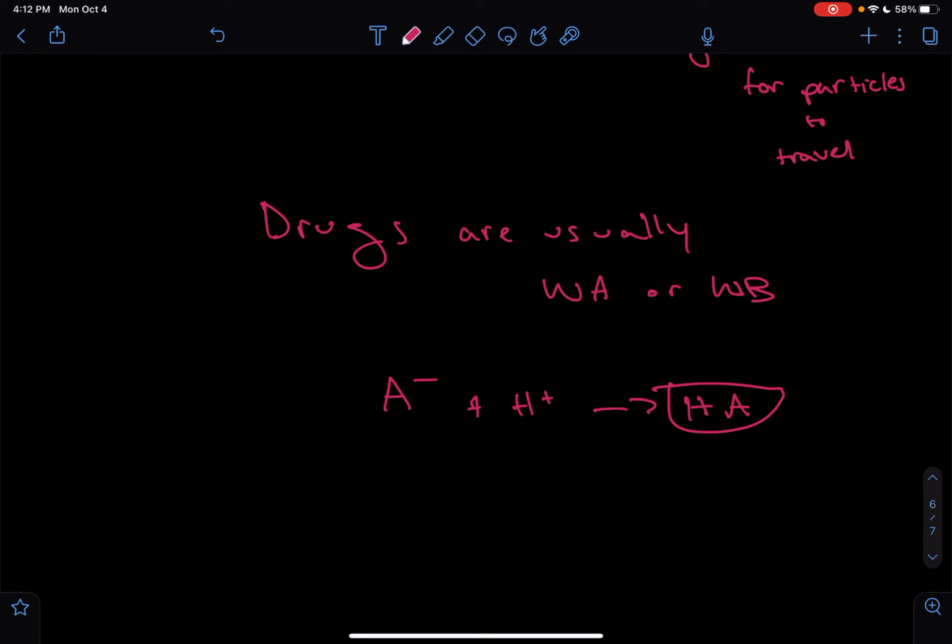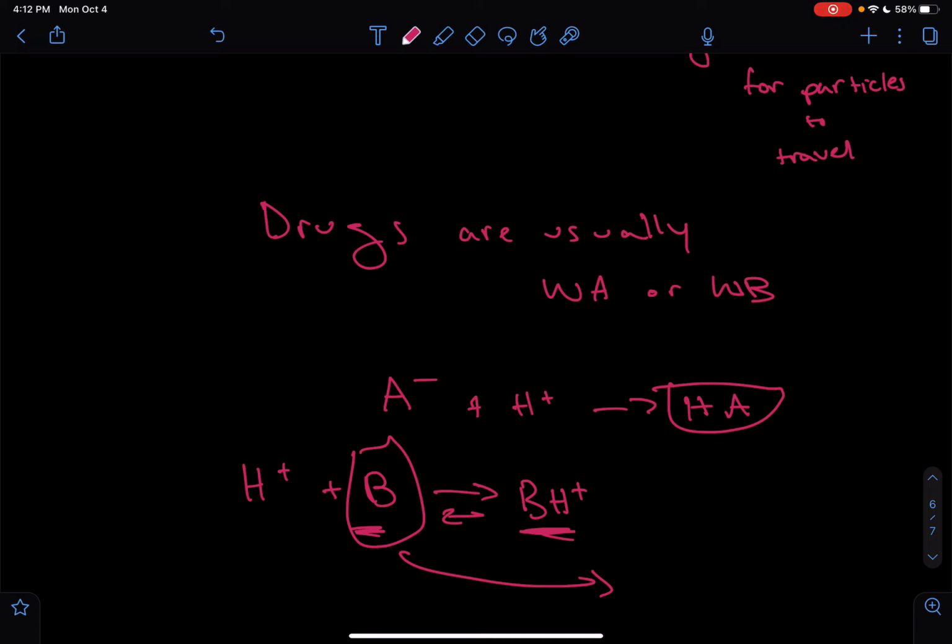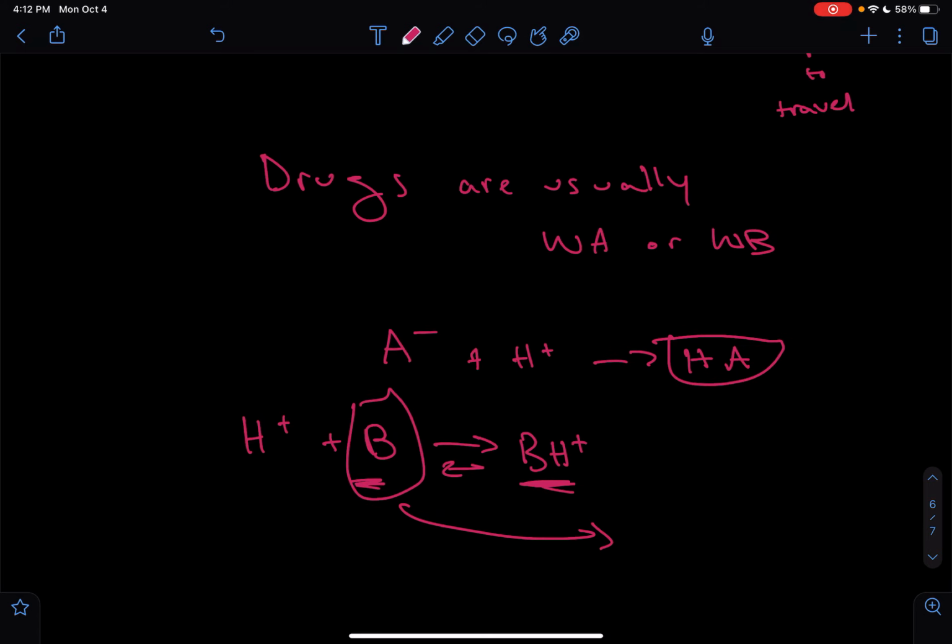Same thing with a weak base. Let's say I have a weak base. The equation is H plus B is equal to BH plus. Which one is going to be able to enter? Is it the BH plus or the B? The B. Okay, the B is going to be able to enter. Why? Because it is not charged. So the non-charged form is more likely to be able to enter. So keep in mind that that's the same with drugs, okay?